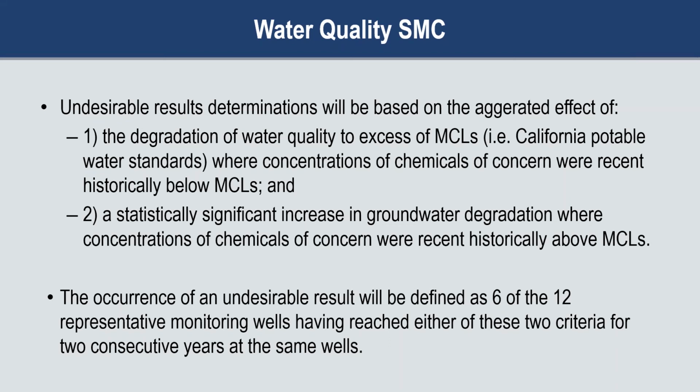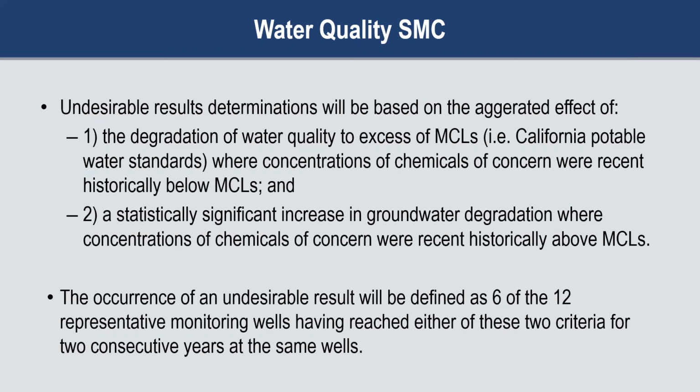So that's where number 2 comes into play, where there's a significant increase in groundwater degradation, where concentrations of chemicals of concern were historically above the MCL. That's basically saying where we already exceed that contamination level set by California. If it gets a lot worse, that would be an undesirable result, because this is about the degradation of water quality.